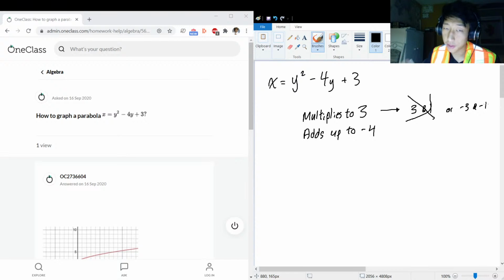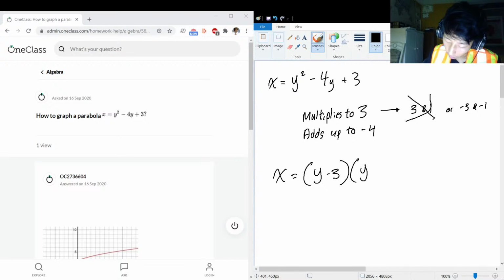So the factored version is y minus 3 times y minus 1. Does that make sense? Let's try to multiply this out. We get y times y, which is y squared, and negative 3y and negative 1y together make negative 4y. Hey, that looks good. And then our last term is negative 3 times negative 1, which is positive 3. It's almost like this always works. Ain't that beautiful? Now that our equation looks like this, we can more easily find our y-intercepts.